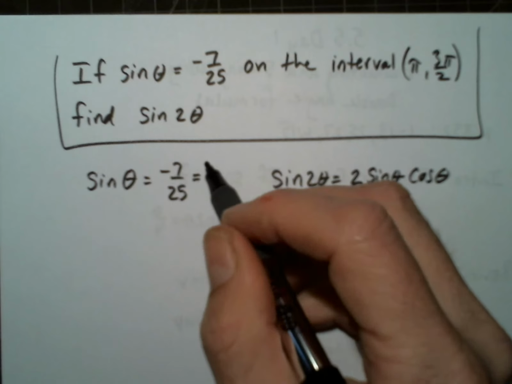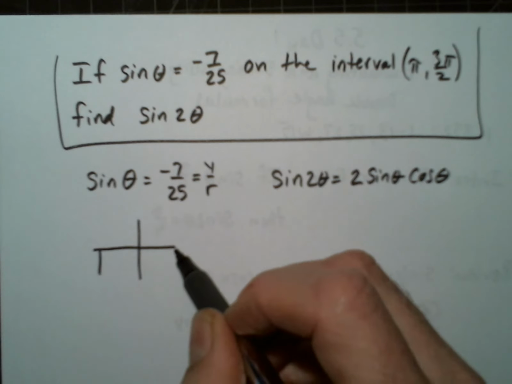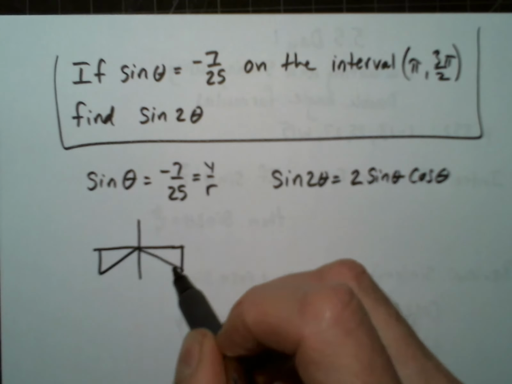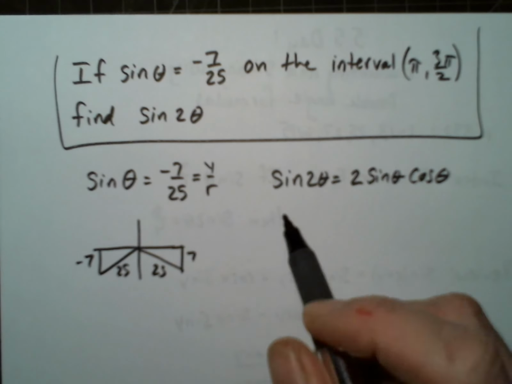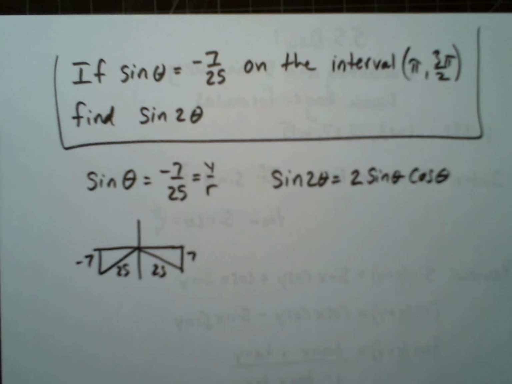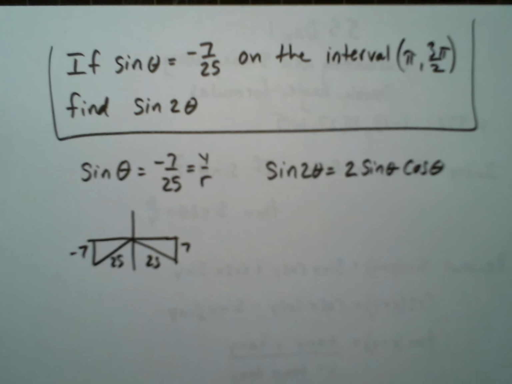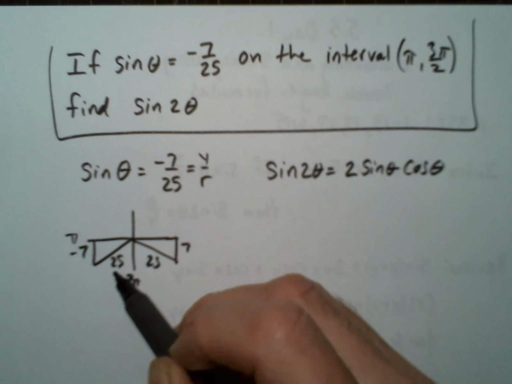So if we look at this and we have y over r, the y value is negative. And in this case we have two angles that have the same value of sine, but they give us the restriction here. And that means if we're going to go from pi to 3 pi over 2, here's pi, here's 3 pi over 2. So we know we're looking at that angle.